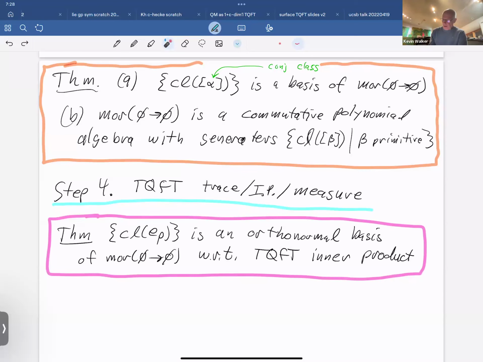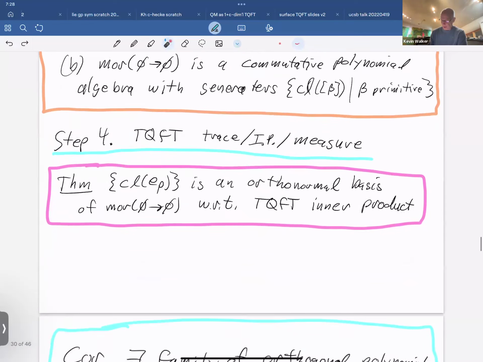Because of general TQFT nonsense, we know that we can compute the path integral of the 4-manifold B3 cross S1. That gives an inner product on the space, and the idempotents are orthogonal. And I'm guessing a lot of the audience is familiar with that idea in lower dimensional examples, and my assertion is, the proof works just fine in higher dimensions as well.